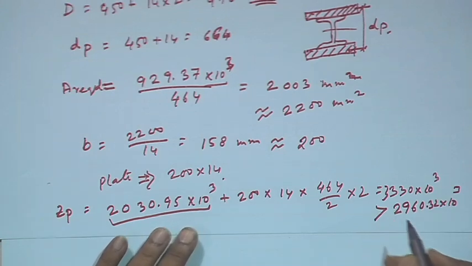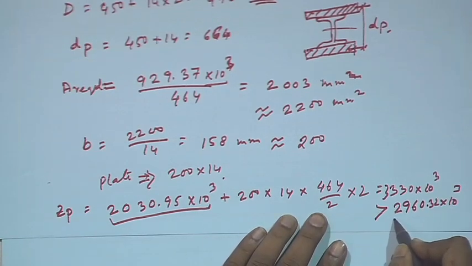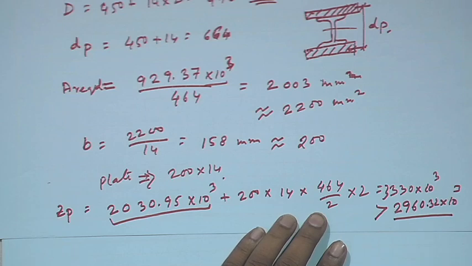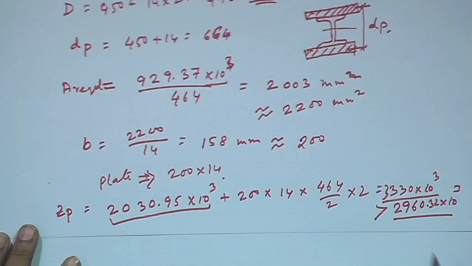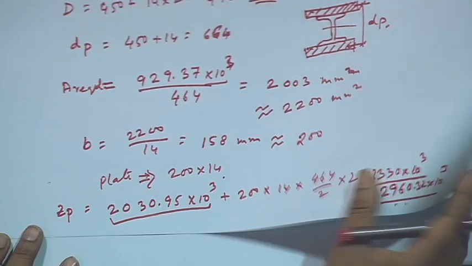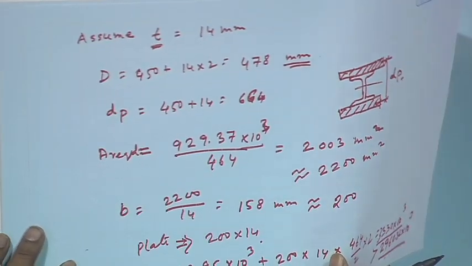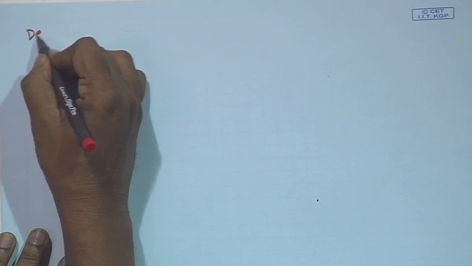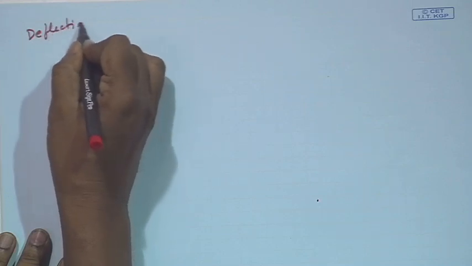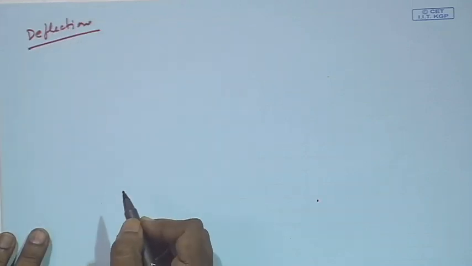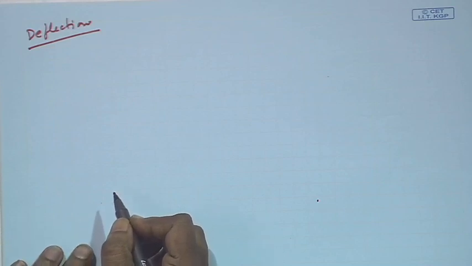So, what we could see, the required section modulus we calculated earlier was 2960.32, and we are providing a section modulus of 3330, which is greater than this, through these two additional plates at top and bottom, right. So, now from the section modulus point of view, this is okay. Now, we have to check for deflection, right.